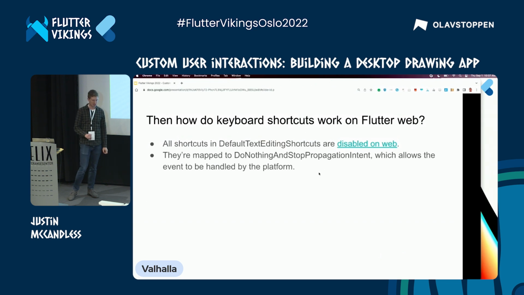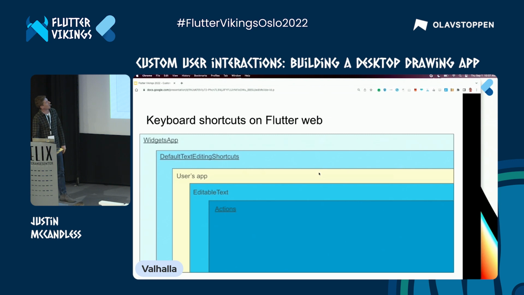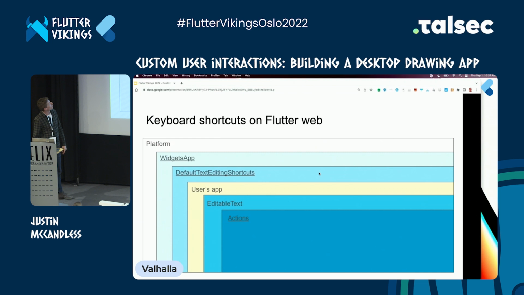So do nothing and stop propagation intent says, okay, stop the traversal, just stop right here and give this keyboard shortcut to the platform. And so that's how web is able to handle those kinds of things. So the input tag then receives the shortcut and it will handle it in its own way. So if we look back at our widget hierarchy diagram, we need to add another layer here, which is the platform at the top of everything.